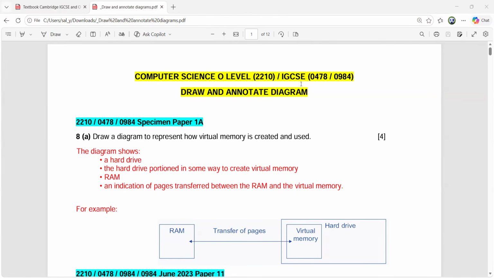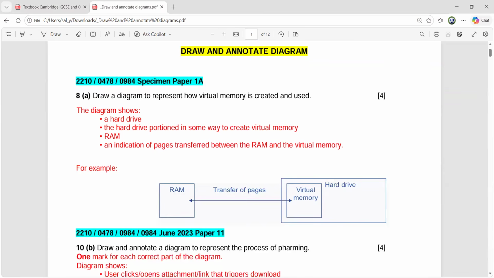This is the question that is coming in O Levels 2210, IGCSE 0478 as well as 0984. First thing we'll talk about that. By the way, before each question it is also mentioned in which year or specimen paper this question was there. So the first question is 2210 specimen paper 1A, and you can see the question is: draw a diagram to represent how virtual memory is created and used.